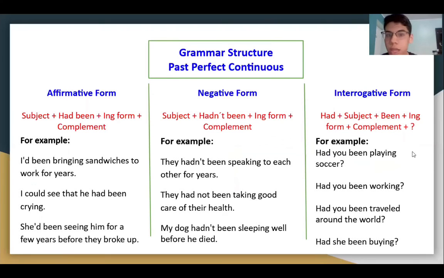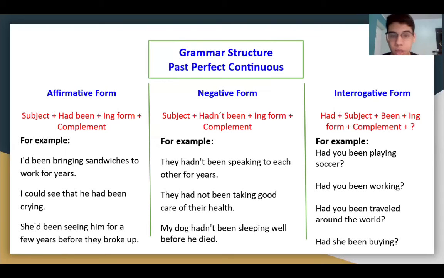Then I'm gonna explain grammar structure past perfect continuous. In past perfect continuous, we have three different forms: affirmative form, negative form, and interrogative form. I'm gonna explain these three forms. First, affirmative form. The structure is subject plus had been plus ing form plus complement. We have three examples to explain this form. The first is, I had been bringing sandwiches to work for years. The second one is, I could see that he had been crying. And the third one, she had been seeing him for a few years before they broke up.